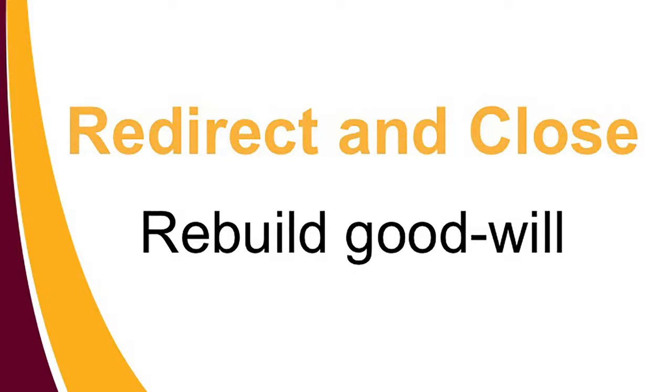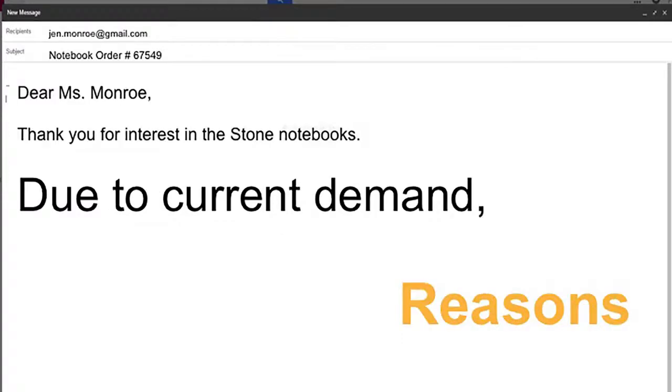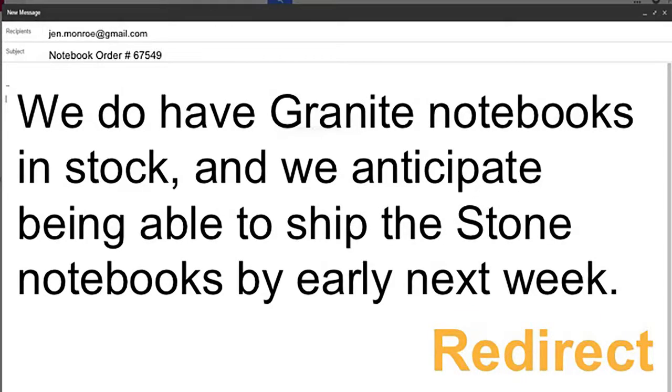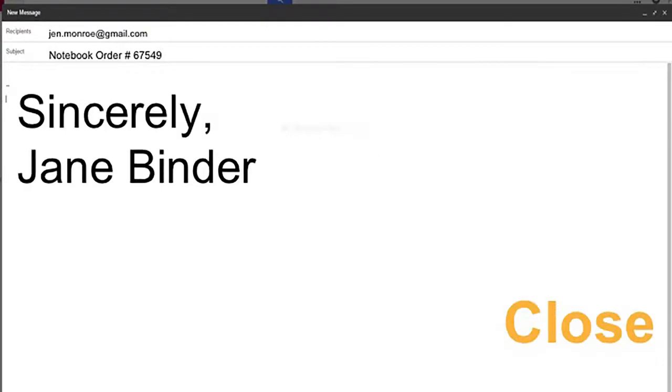Let's take a look at a short example. Dear Ms. Monroe, thank you for your interest in the stone notebooks. Due to current demand, they are on back order. We do have granite notebooks in stock, and we anticipate being able to ship the stone notebooks by early next week. If you would like to redirect your order to the granite notebooks, please contact me at 1-787-555-1234. Sincerely, Jane Binder.